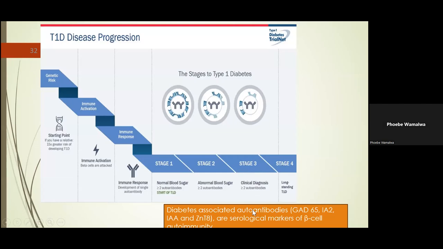So what are the diabetes-associated autoantibodies? We have GAD65, we have IA2 antibodies, IAA and zinc transporter 8 autoantibodies. And these autoantibodies can actually be analyzed locally. They are basically serological markers of beta cell autoimmunity.